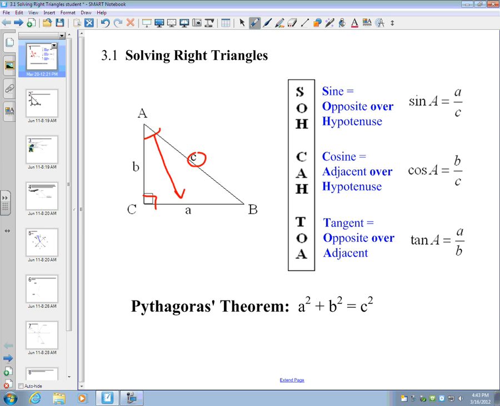As well, whenever we use a right triangle, we have Pythagoras. We can say A squared plus B squared equals C squared. The only important side is that C must be a hypotenuse.